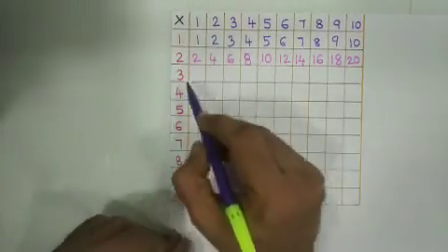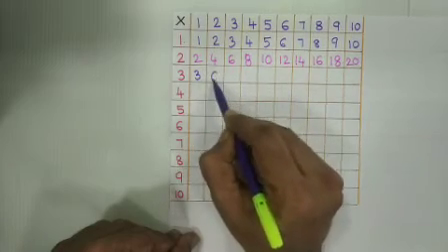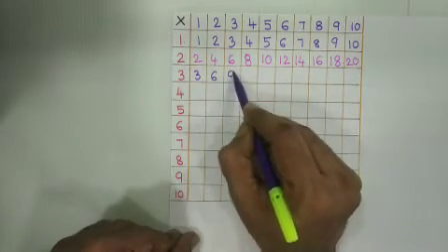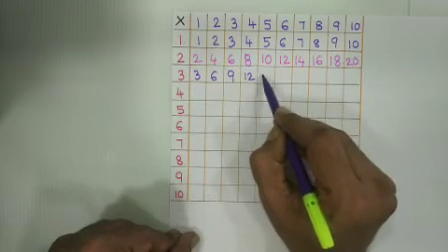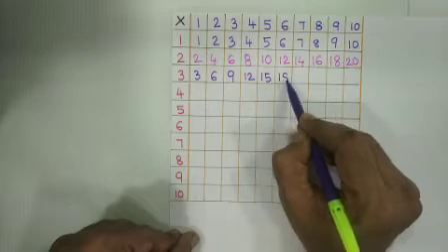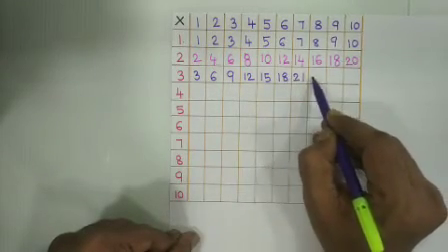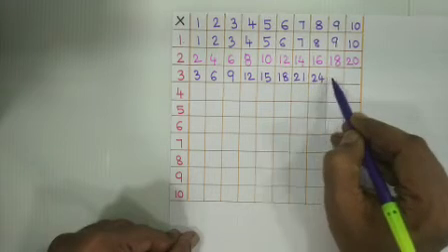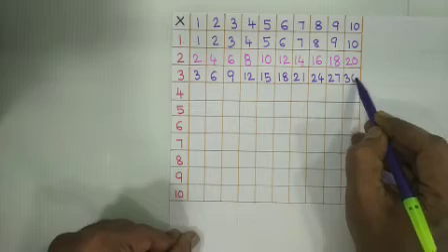Third, 3 ones are 3, 3 twos are 6, 3 threes are 9, 3 fours are 12, 3 fives are 15, 3 sixes are 18, 3 sevens are 21, 3 eights are 24, 3 nines are 27, 3 tens are 30.